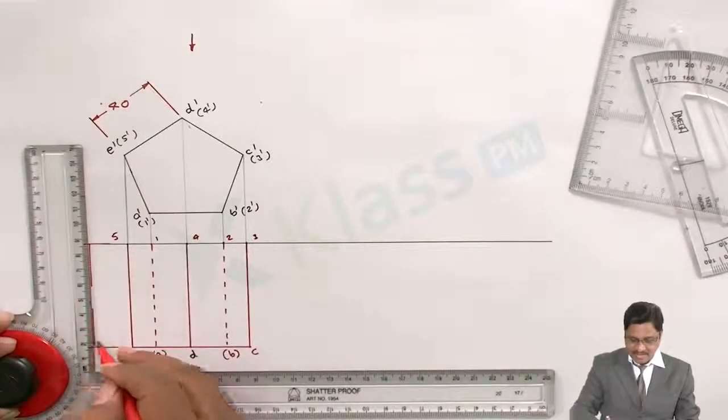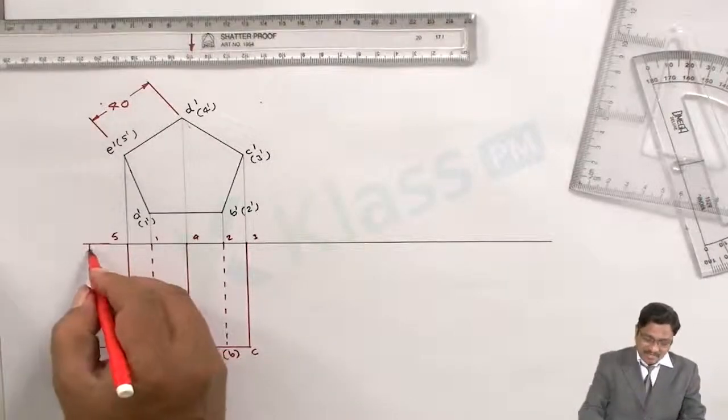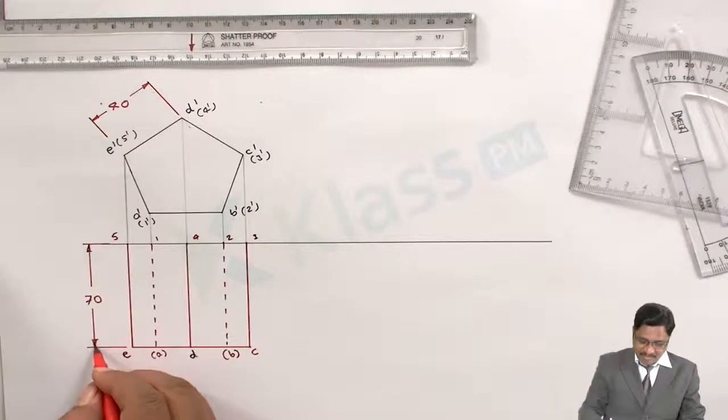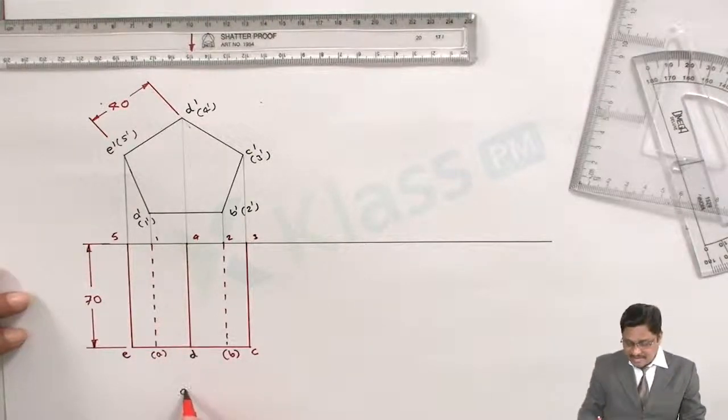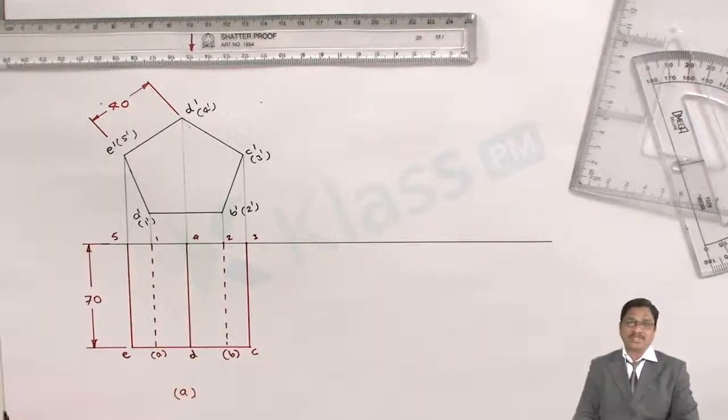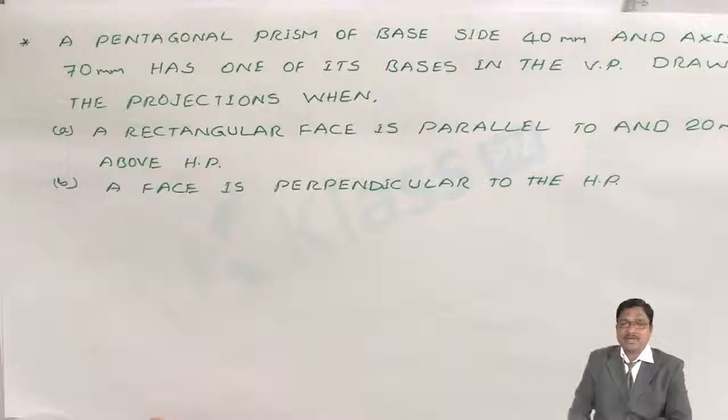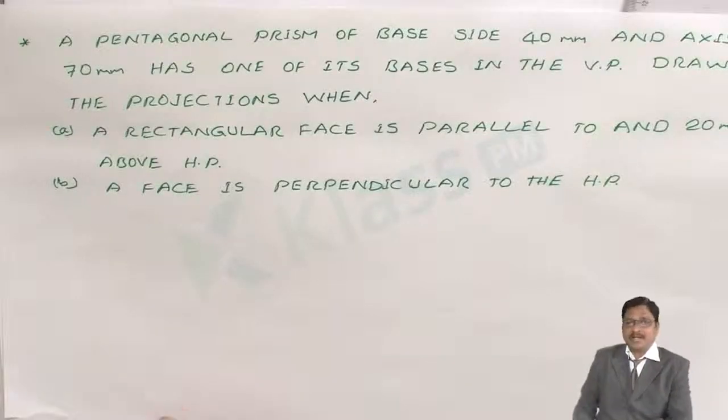Now the height has been given. So what height has been given? Right, 70. Clear? So this is the problem given. Condition A, that is the solution of it. Similarly, we have the solution for B also to be drawn. So let me observe the same problem, second condition.